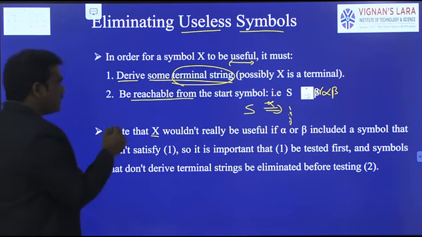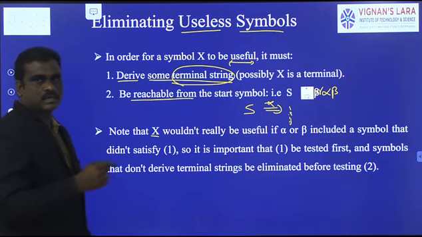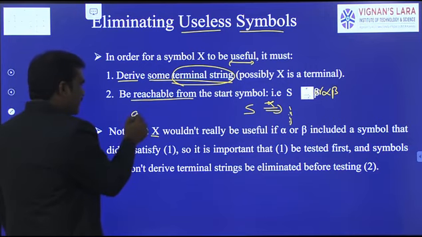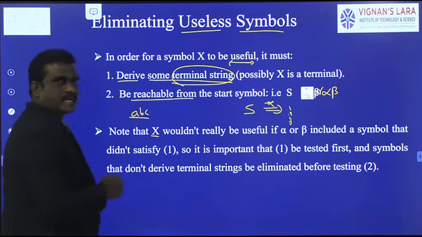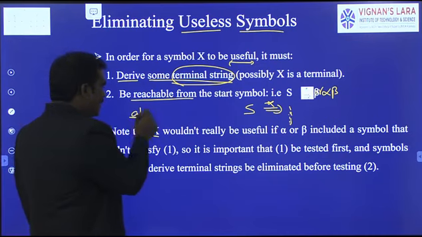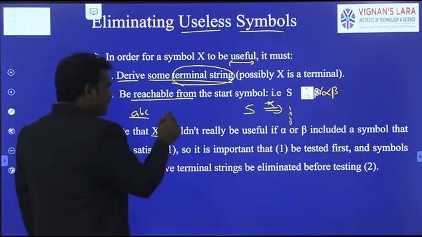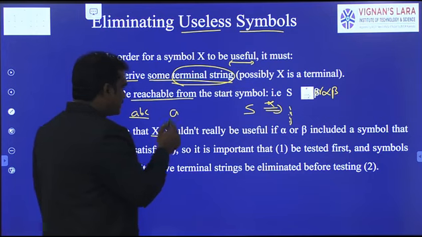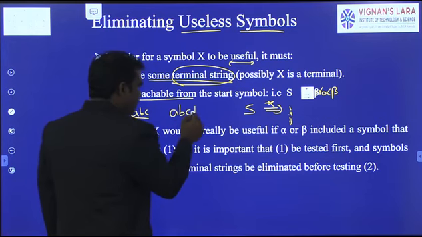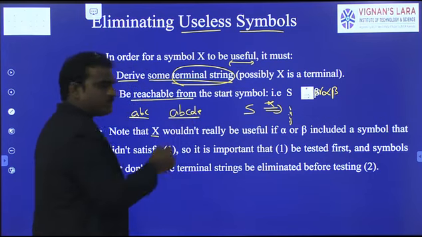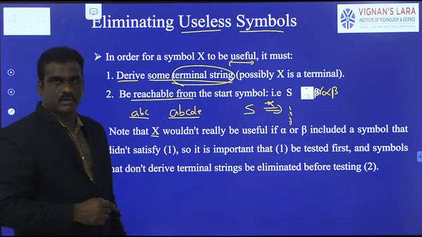Terminal string. String means a sequence of symbols. Suppose a, b, c is a string, and all are terminals only. Suppose a is a string, it is a terminal. b is a string. c, d, e, the entire one is a string, and all are terminals only.